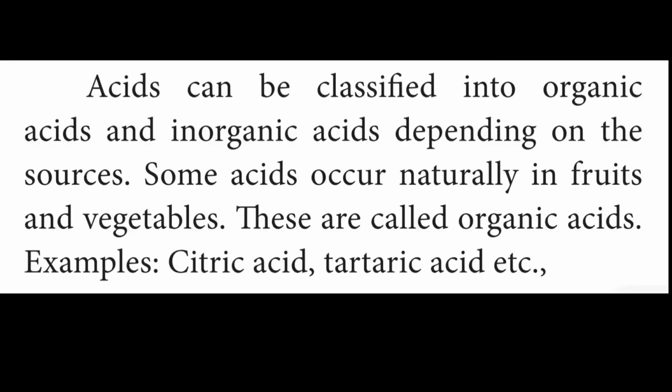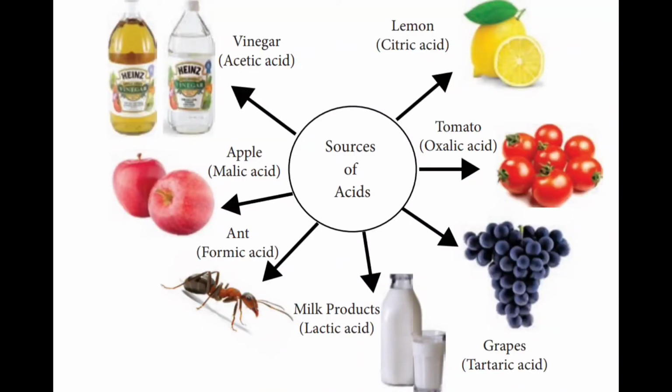Some acids occur naturally in fruits and vegetables. These are called organic acids. Can you name some examples? Lemon, tamarind, apple, tomato. These are all organic acids. Now we are going to see organic acids and their sources.